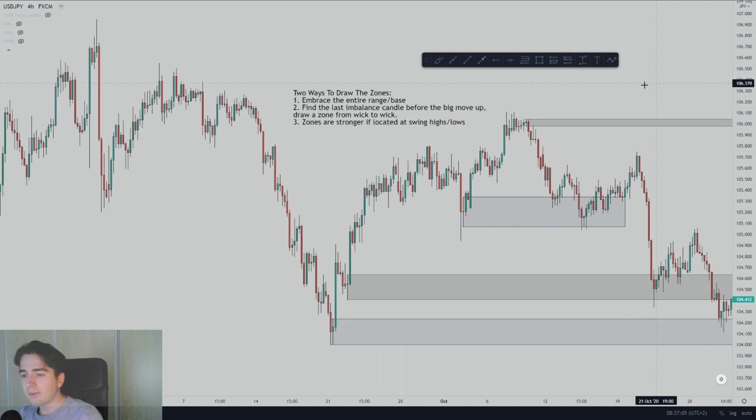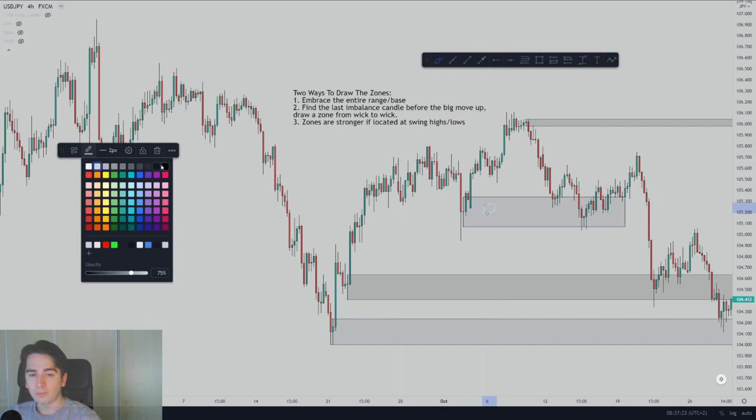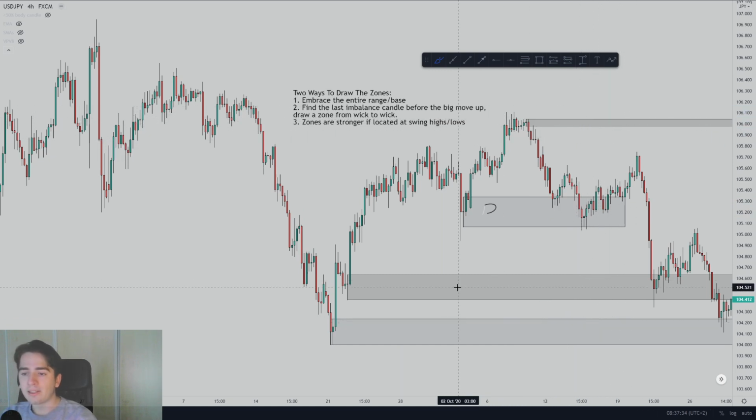Okay guys, so to begin with, what is supply and demand? Supply and demand essentially is an advanced concept of support and resistance, in my opinion. You can use supply and demand as support and resistance, and essentially what we expect is price to reverse from demand. Demand is always your lower zone, and we also expect price to reverse from our supply, which is the upper zone.